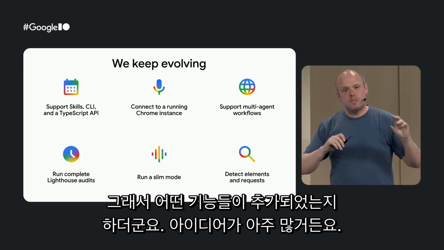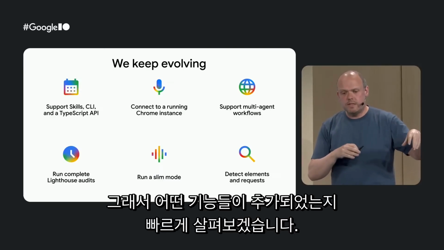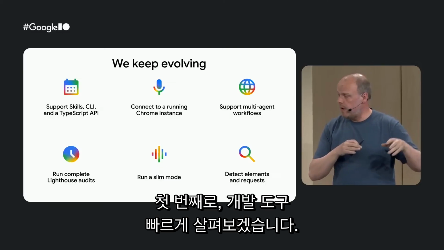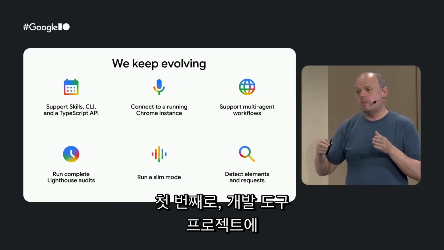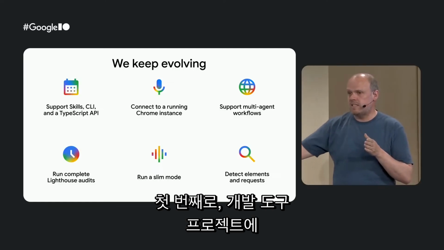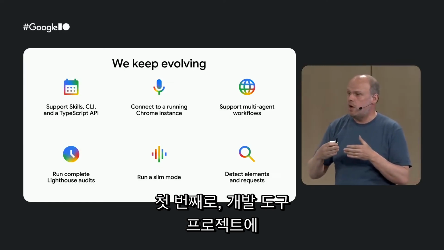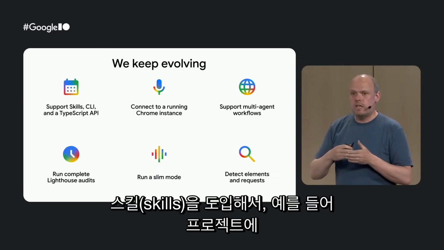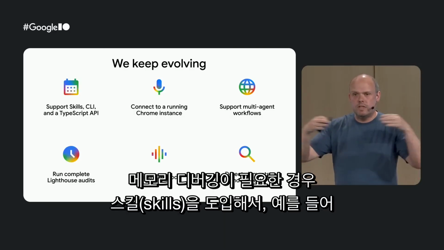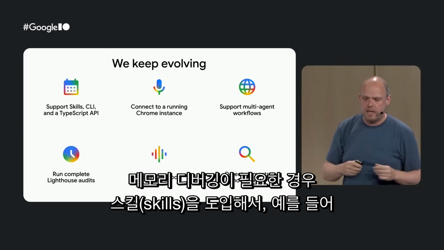So the first one is we've introduced skills into the DevTools for Agents project. And that's going to enable the tools to handle more complex tasks. So if it needs to do, say, memory debugging, we can instruct it to do heap snapshots and then understand how to actually reason about what is in the heap snapshot.